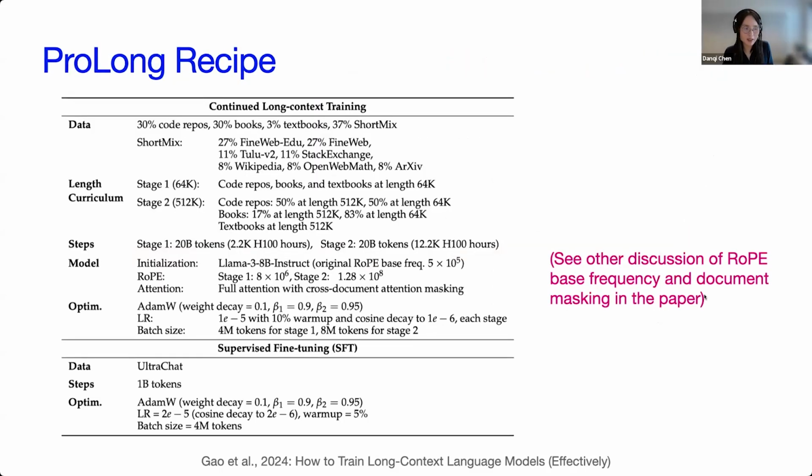So in the paper, we present a complete recipe for developing such long context models. We also have a detailed discussion of how to do the RoPE-based frequency and how to do the document masking if you do this kind of continual pre-training stage.